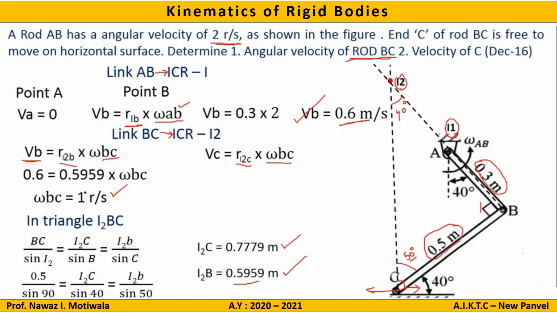Now omega BC is known to me, and I have also found the value of I2C here, so this is also known. I will substitute the values and get the answer for VC as 0.7779 meters per second, which completes the solution for this part. These two things were required and we have found them. And with this I will say the solution is complete.